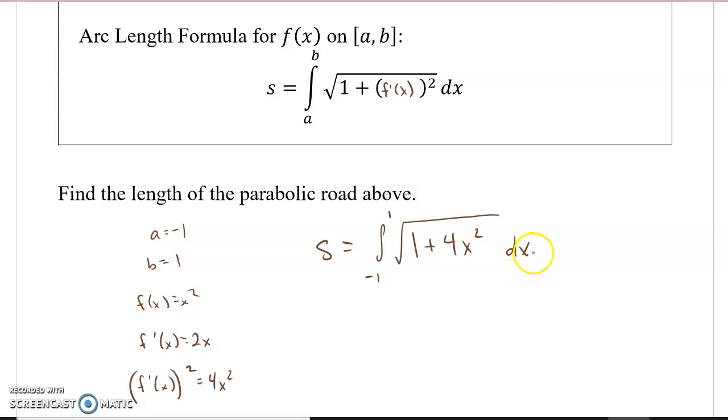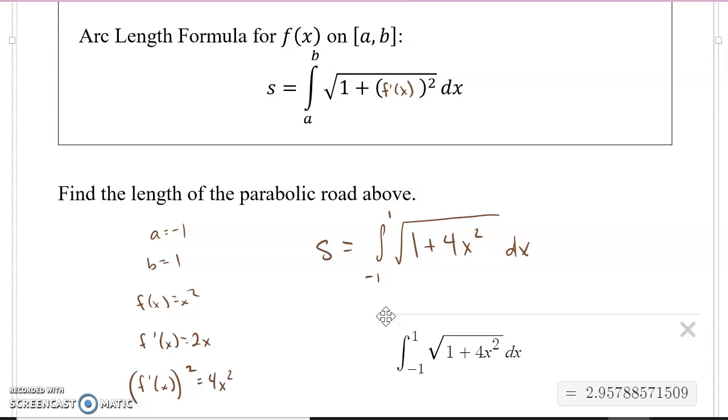Maybe I'll go ahead and use a calculator to get a quick approximation. I'll paste that in here so we can see that that integral works out to be about 2.95788.